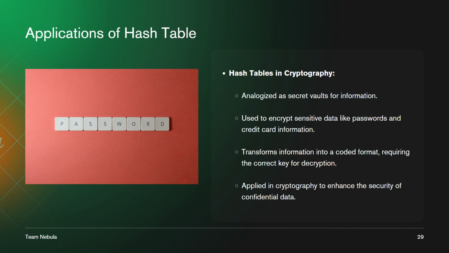Now, let's talk about secrets. Hash tables are like secret vaults. When you want to keep something secure, like your password or credit card information, hash tables help encrypt it. It's like turning your information into a secret code that only the right key can unlock. So, in the world of computers, hash tables are used in cryptography to protect sensitive data.